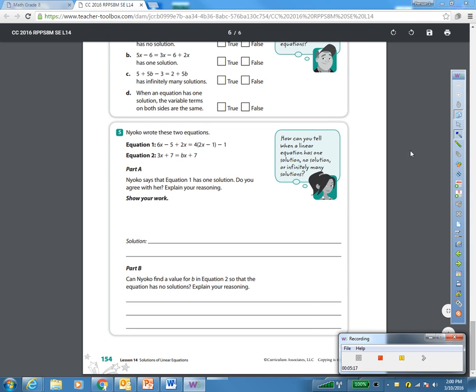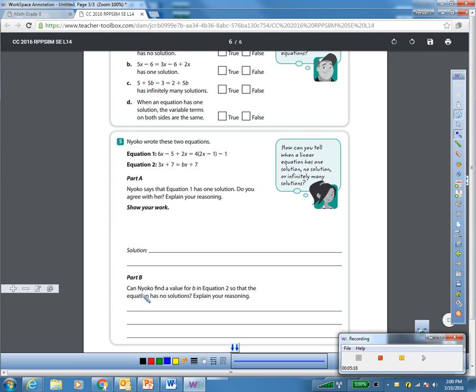Okay, and then the last part of your homework today. On this one, can Naoko find a value for b in equation 2 so that the equation has no solutions? Okay, so looking at equation 2, we don't want any solutions there. If we're trying to plug something in for b to make it have no solutions, but if you look, the constants are there.